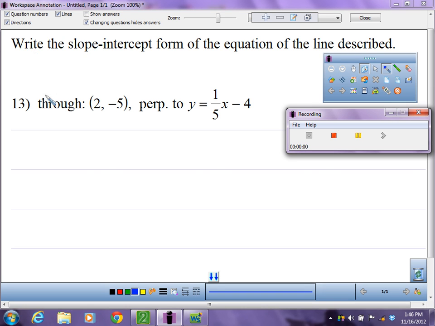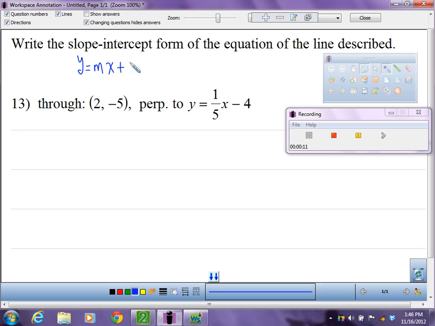Okay, here's another question that has write the slope-intercept form of the equation of the line described. Again, our slope-intercept form is y equals mx plus b. We do have a situation where it has to go through this point. Well, we can always consider this point our x1, y1, and it has to be perpendicular to this equation. If you recall, well, first of all, our m is always next to the x.